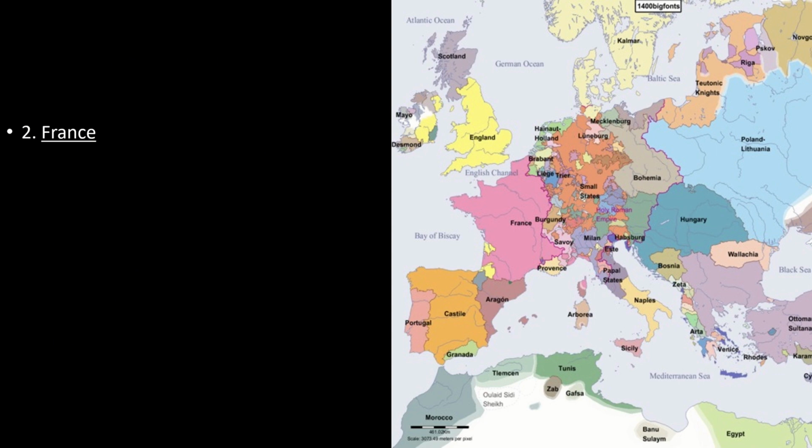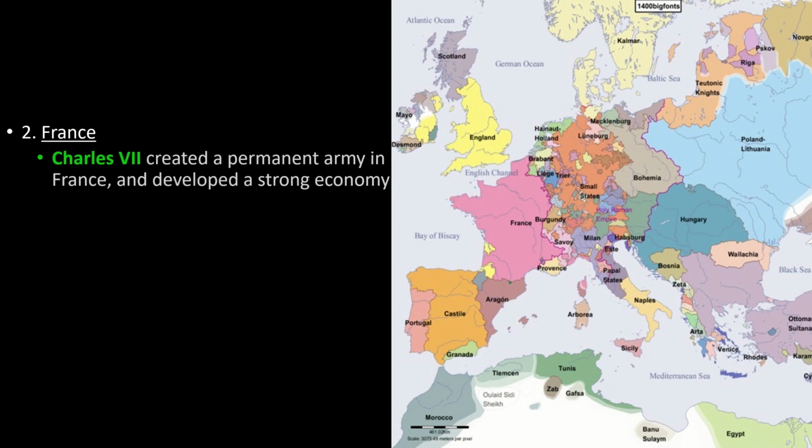The first place we're going to talk about is France. Now, we've talked about France before, right? We talked about the 100 Years' War. We talked about Joan of Arc. But France, right here on this map, guys, is going to, like everybody, slowly start centralizing their power. And it kind of starts with this guy named Charles VII.